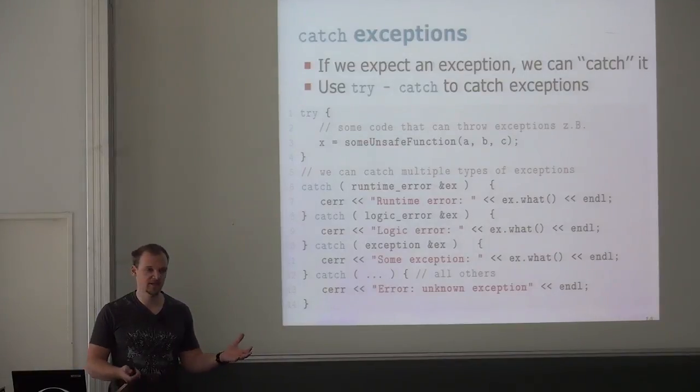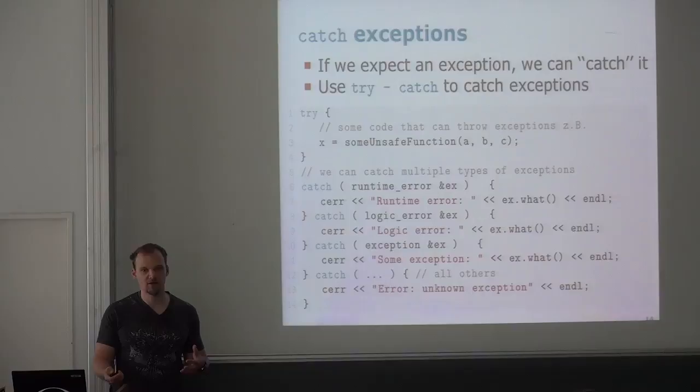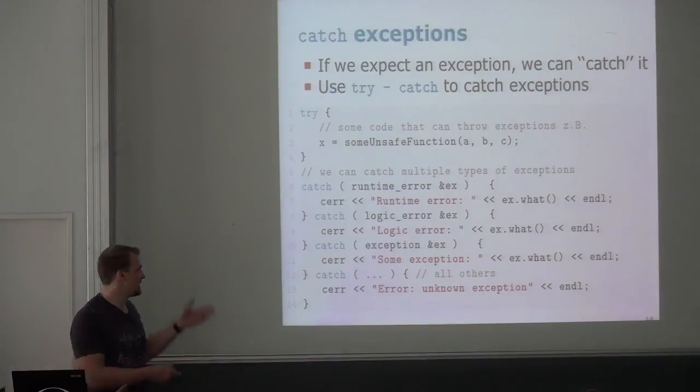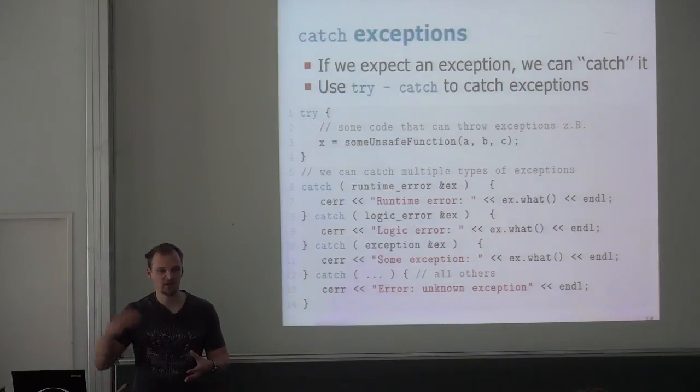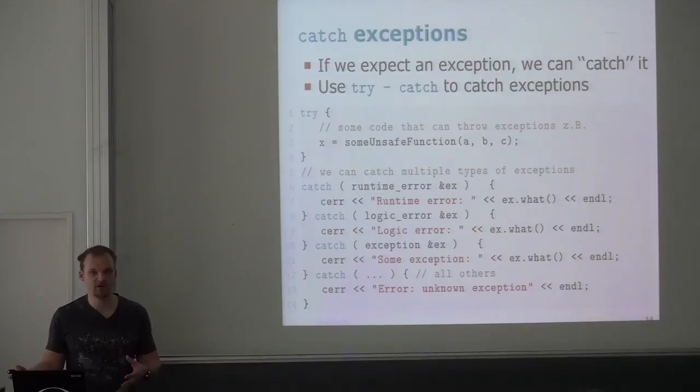And the idea is that you can throw exceptions at any point of time. And if you expect somebody to throw exceptions, you can use try and catch to try to avoid issues. So for example, here, if there would be a logic error, I would try to parse the logic error, find out what's going on, and then try to rerun that function with the correct argument, for example.